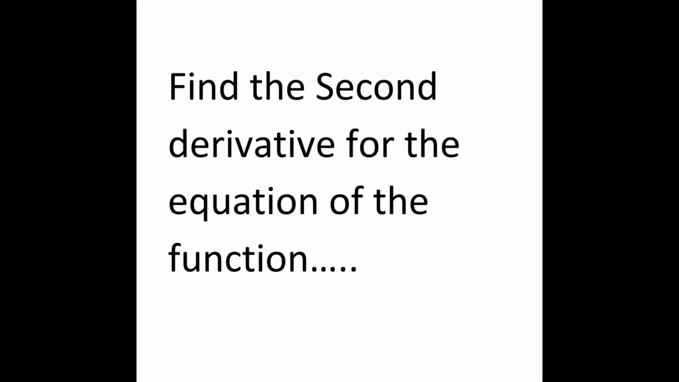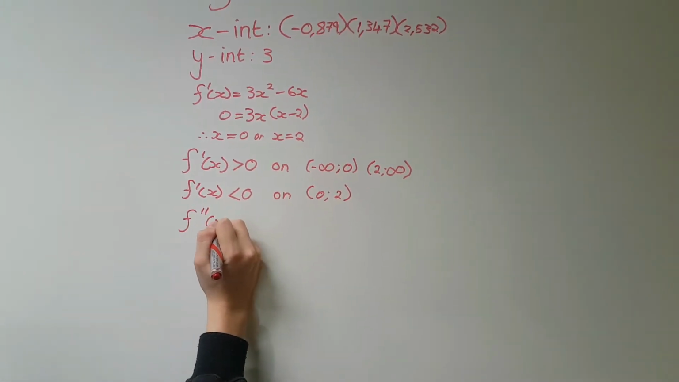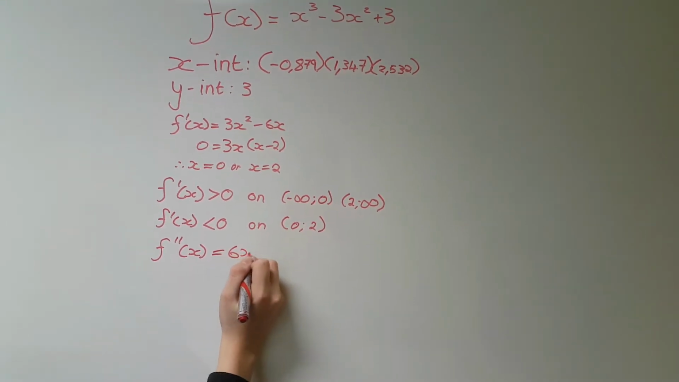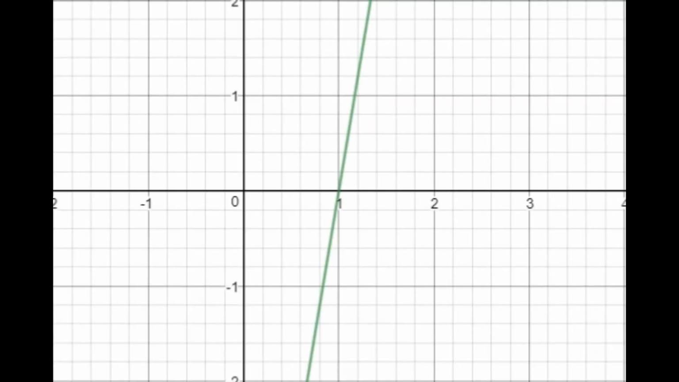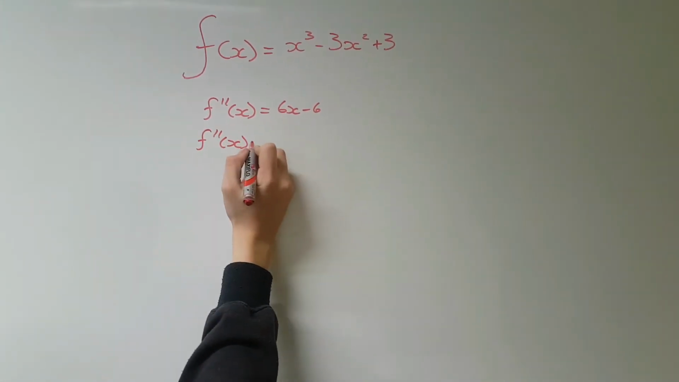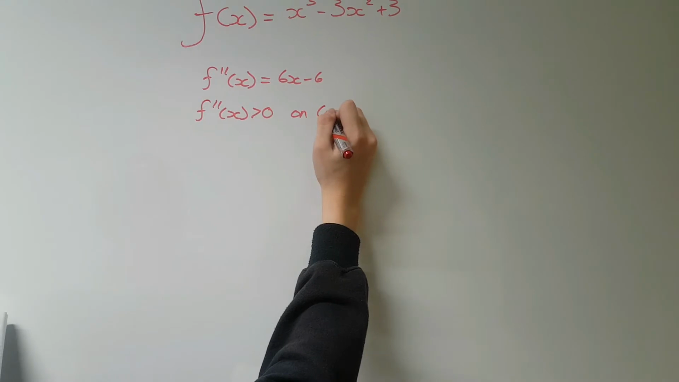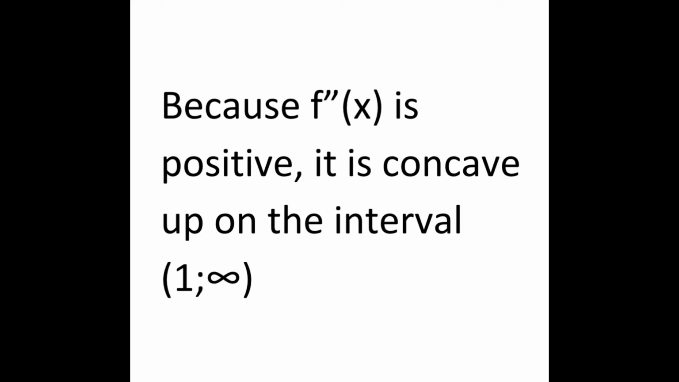Find the second derivative for the equation of the function. f double prime of x equals 6x minus 6. Looking at the graph of the second derivative for the equation, we can see that f double prime of x is greater than 0 on 1 to infinity. Because f double prime of x is positive, it is concave up on the interval 1 to infinity.